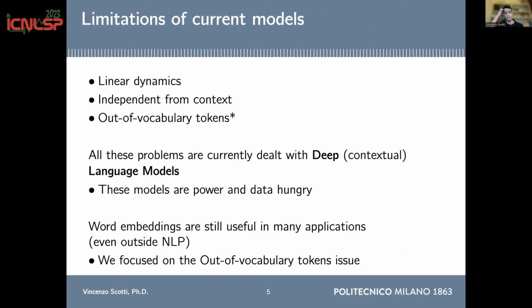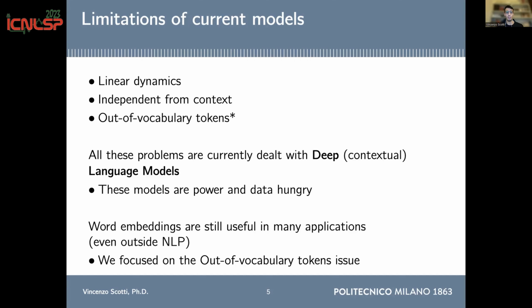And right now, in the last 5 to 6 years, we all see these problems, let's say, disappear because there are deep language models, now LLMs, that can deal with all these kinds of issues. But deep language models are very power and data hungry, so you need a lot of data for pre-training, other data for eventual fine-tuning, and it's not always possible. While word embeddings are still very compact and used even outside the NLP community. For example, they are still used in medicine or sometimes also in material engineering.